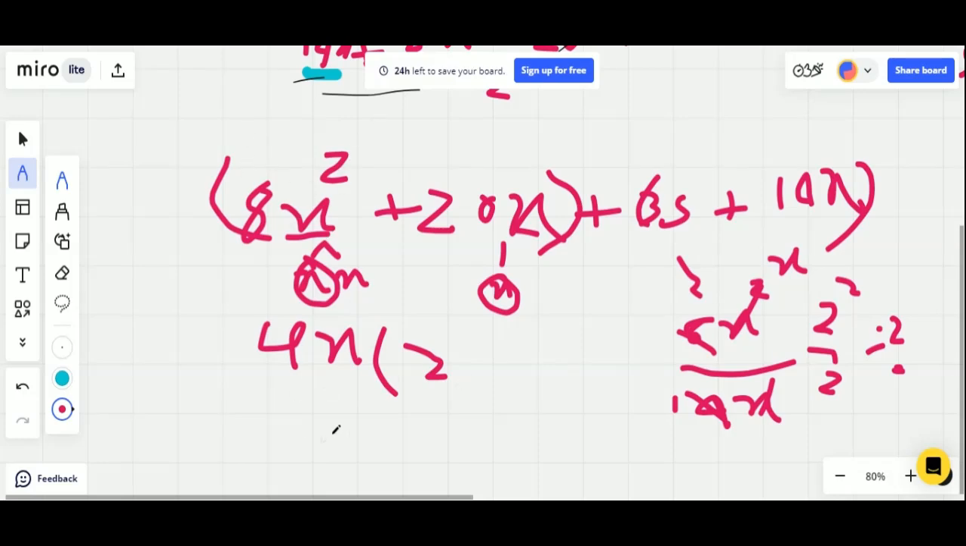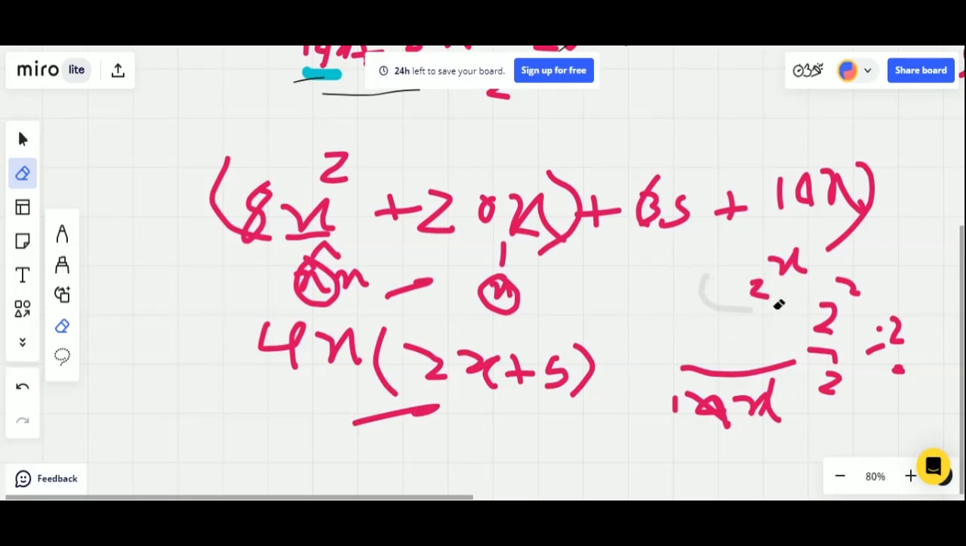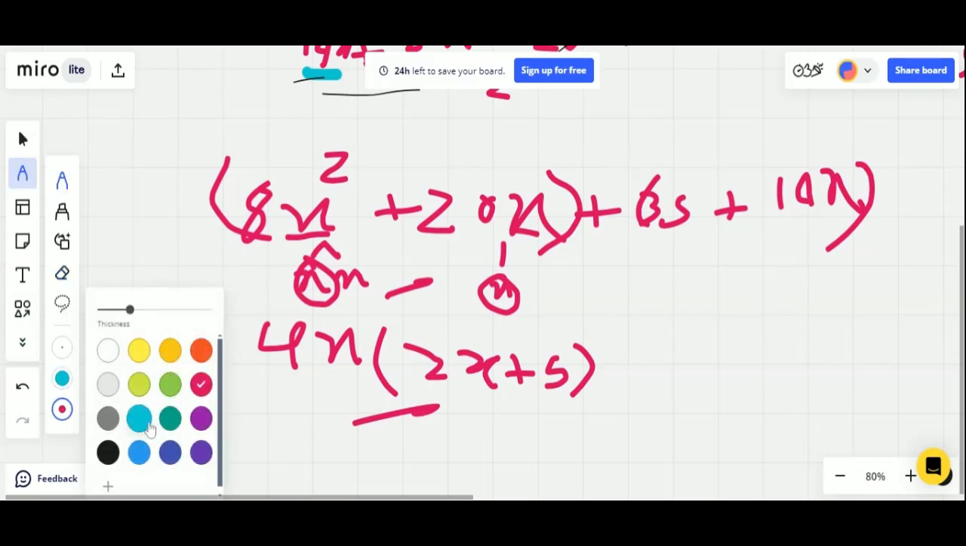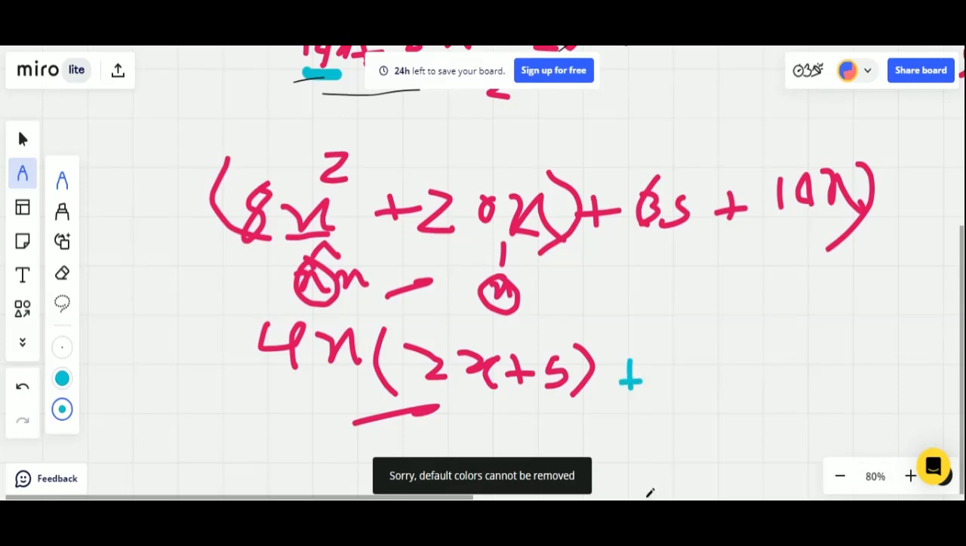So 8x squared by 4x is 2x, plus 20x by 4x is 5. Okay, so this is the first part, and now the second part, let me just erase this quickly.